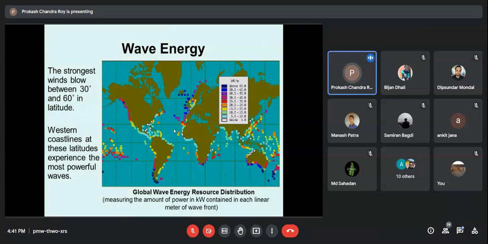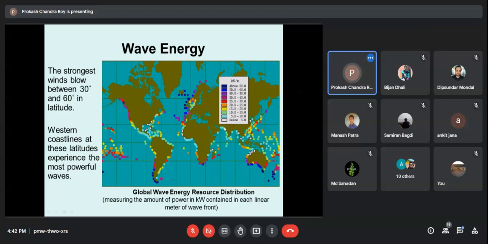So here, that is basically measuring the amount of wave power in kilowatts contained in each linear meter of wave front. This is how kilowatt per meter will come. We will discuss later. So these are the blue or dark blue locations. You have the highest potential. You have the highest waves, and some locations here, and some locations in Australia, near Cape Town, that is South Africa. So basically, in most of the cases, it is in this region where you have more waves.